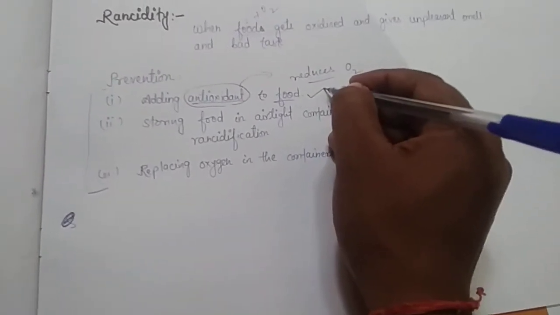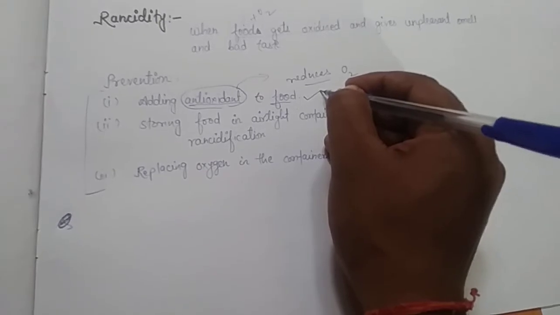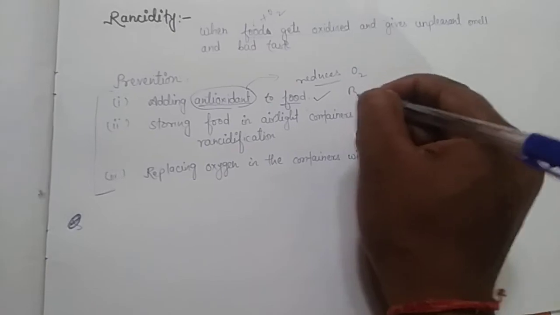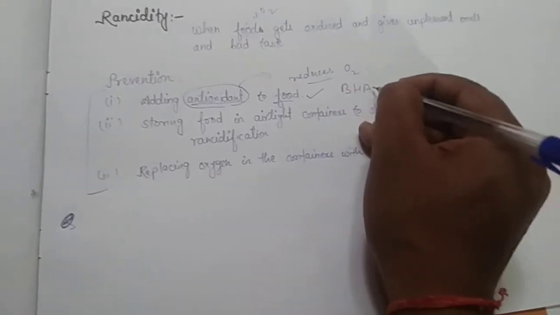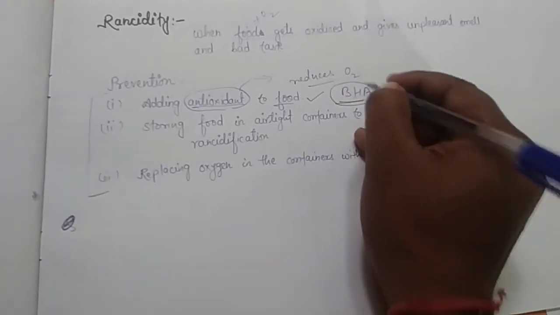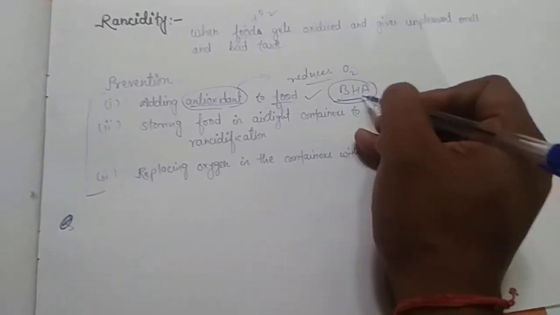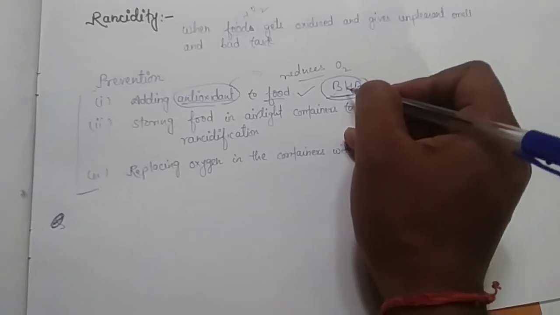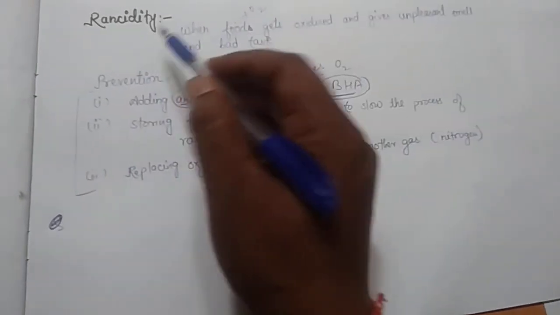Some of the antioxidants are butylated hydroxyanisole, BHA. Clear, children? These are the antioxidants which are present in the market. Butylated hydroxyanisole is an antioxidant with which we can prevent rancidity.